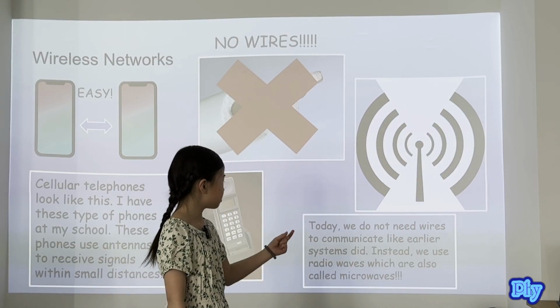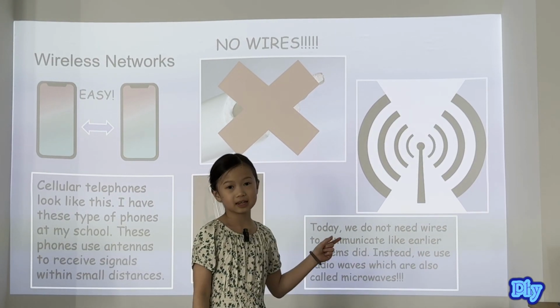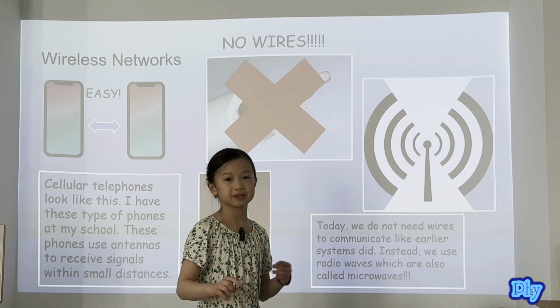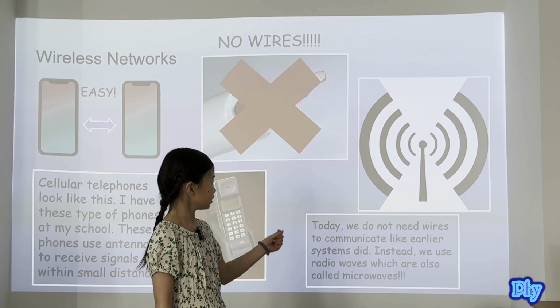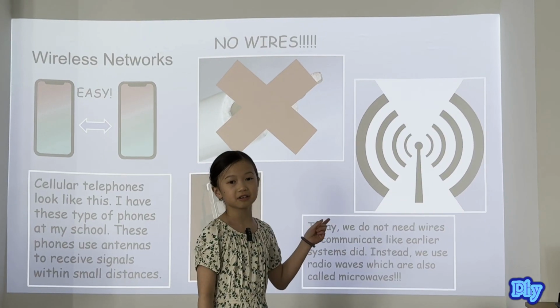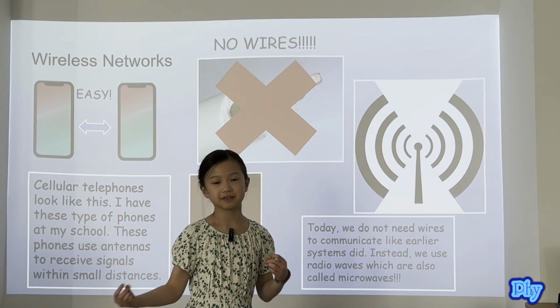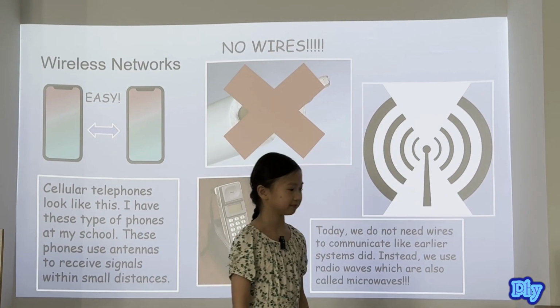And since we don't need cables and wires, instead we use radio waves to communicate. These are also called microwaves, and it goes into a system from phone to phone.